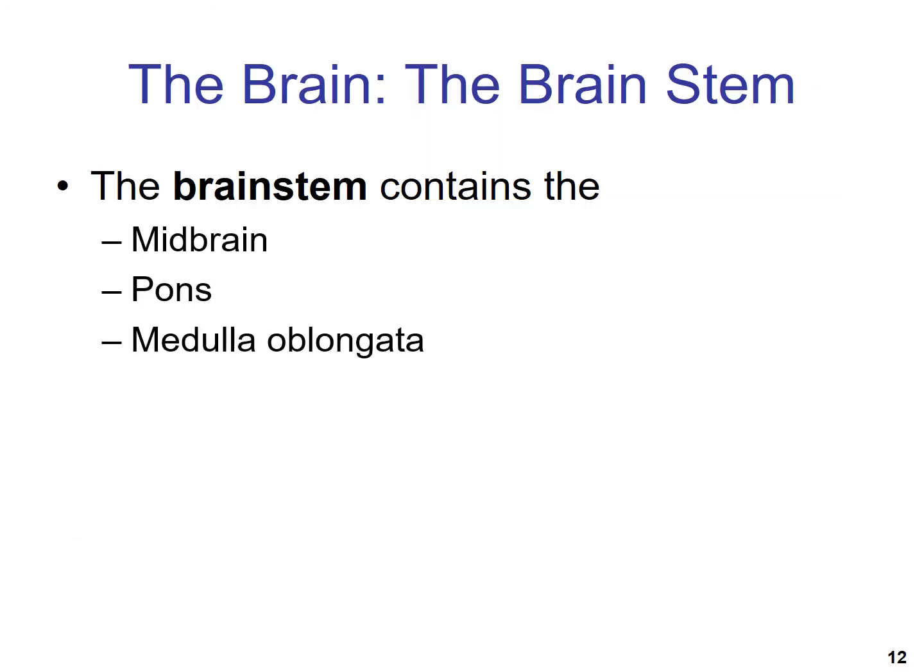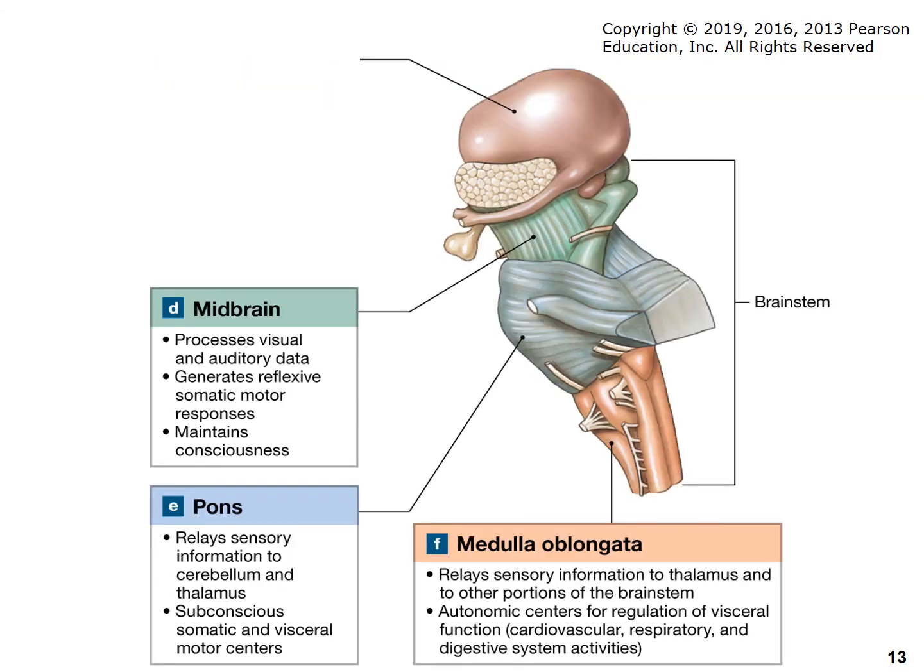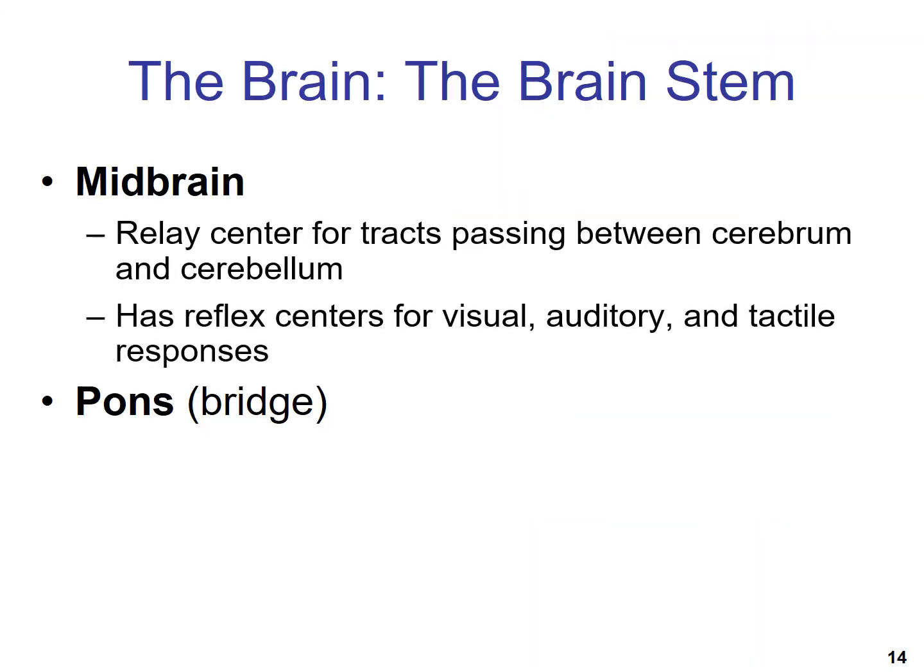The brainstem contains the midbrain, the pons, and the medulla oblongata. So basically, the midbrain is a relay center for tracts, and remember that these are things that are like nerves, except they're in the spinal cord, for tracts that pass between the cerebrum and the cerebellum. So this is a way station for communication between the cerebrum and the cerebellum. It's also got reflex centers for visual, auditory, and tactile responses. So the midbrain is responsible for something that I call reflexive head turning.